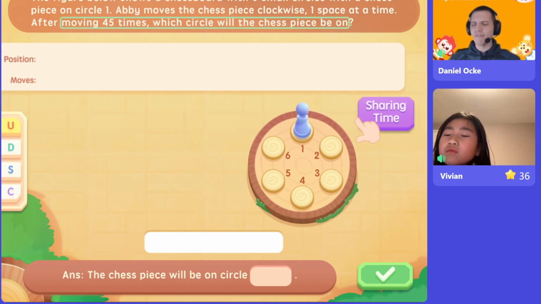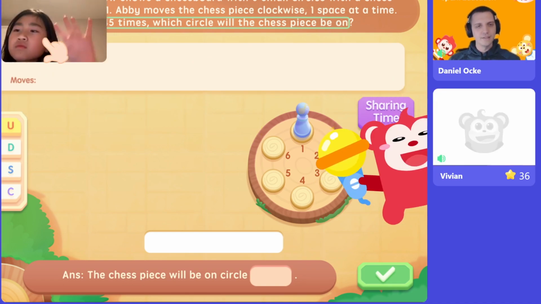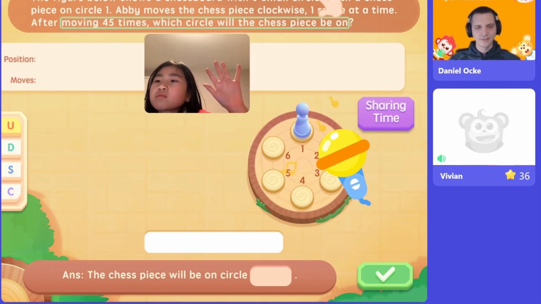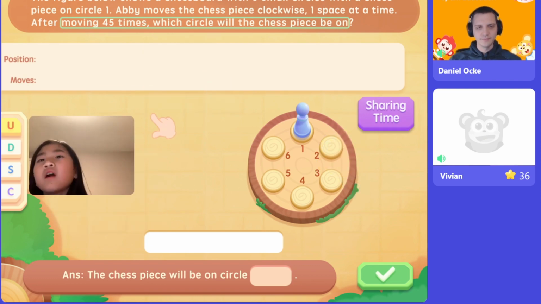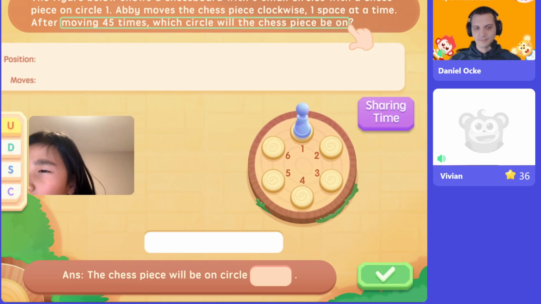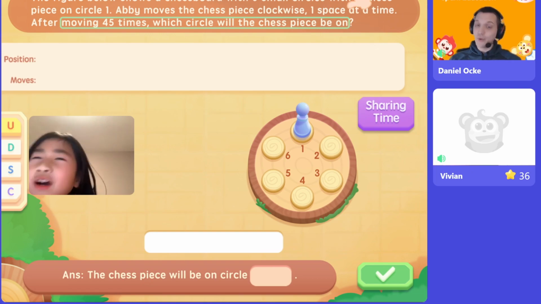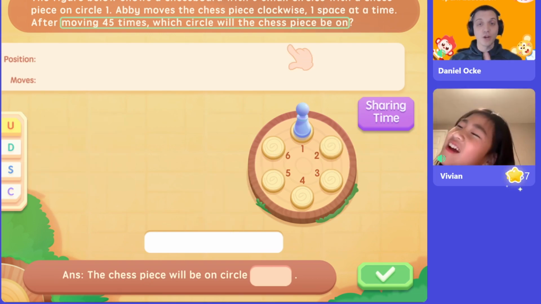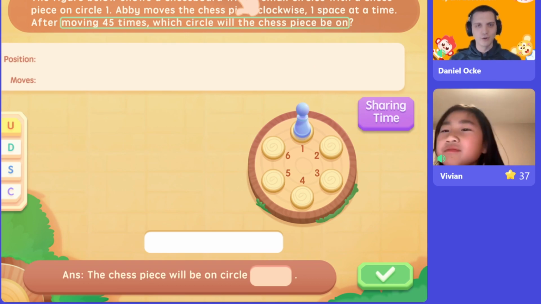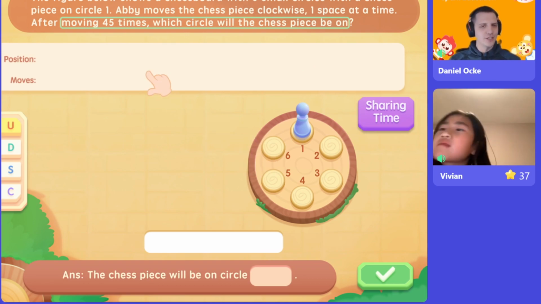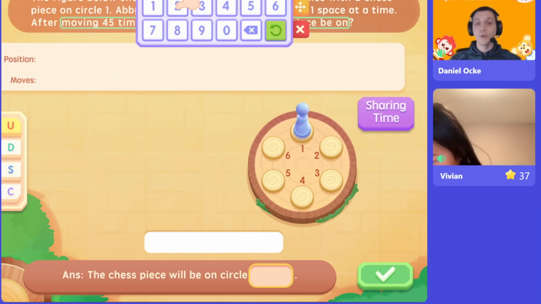Does anybody have any ideas on how we could do this? Vivian. So we take 45 and then 1. Yes, Vivian, and you are maybe divide by 6? Absolutely, correct. Good. Vivian, we're going to get there in a second, but you are absolutely correct. Great job. Queen, I see your hand. What are you going to say? Okay, Queen, hold on.